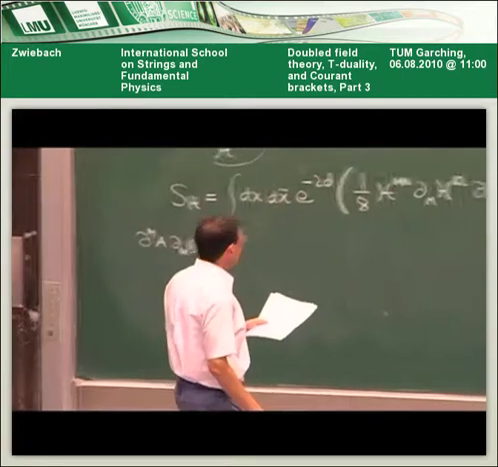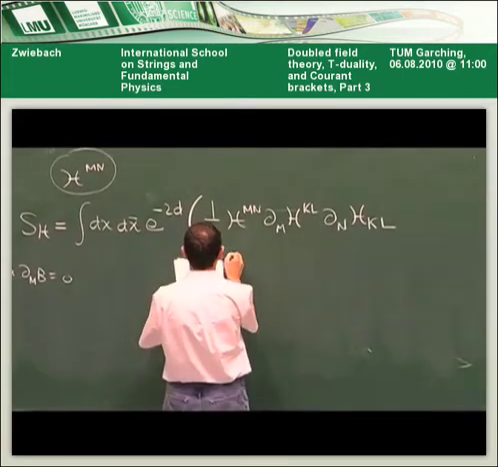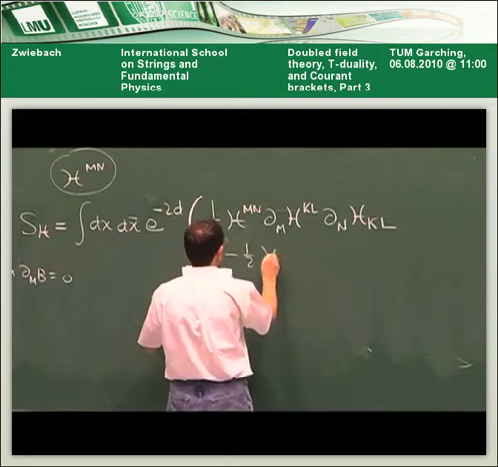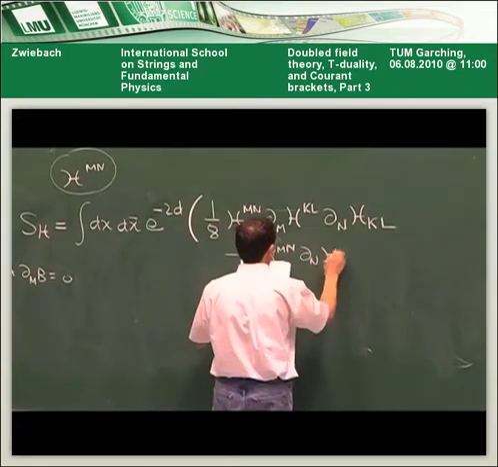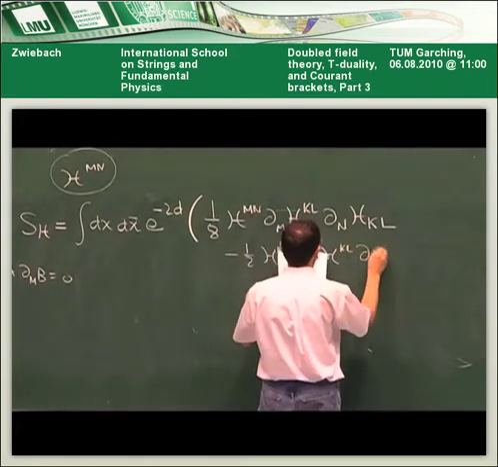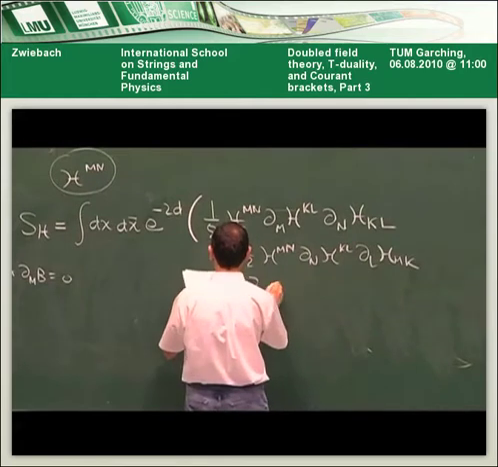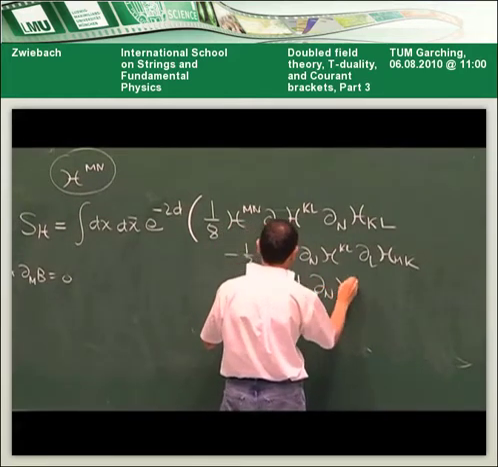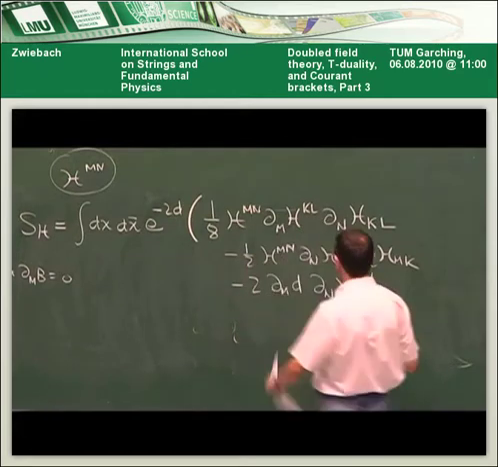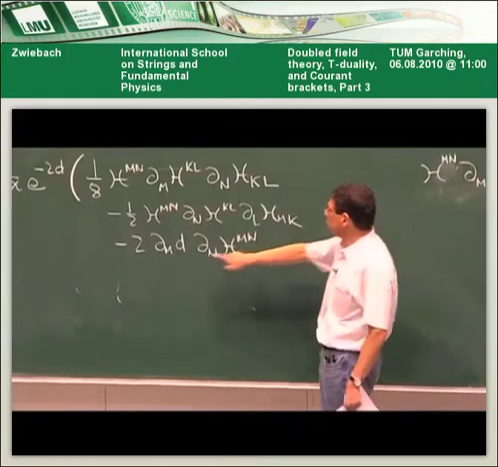Well, there's another term that I wrote there: minus 1/2 H^MN ∂_N H_KL ∂_M H^KL, and a minus 2 ∂_M d ∂_N H^MN. You want to write a coupling of gravity and the dilaton with two derivatives.